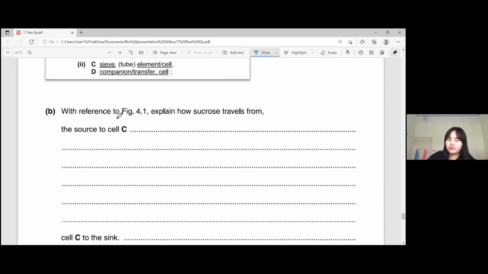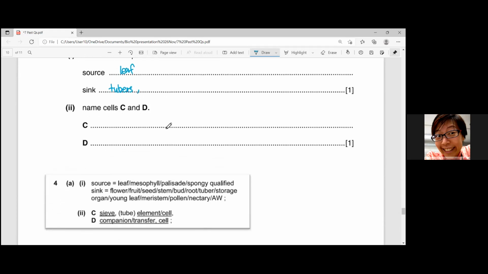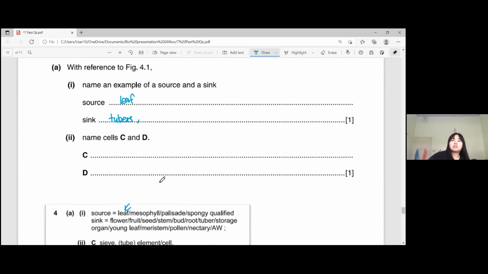With reference to figure 4, I want to see the answer for 4A part 1, the source. Can you read everything about the source for the mark scheme? The source is leaf, mesophyll, palisade, spongy. And the mesophyll, palisade, and spongy are actually all inside the leaf. The leaf is a source because the leaf carries out photosynthesis and all the substances needed are created there.